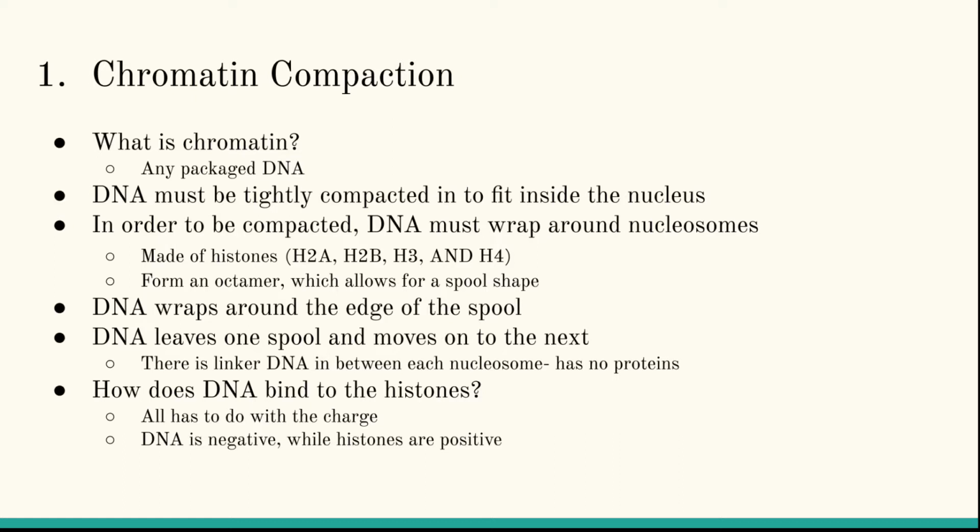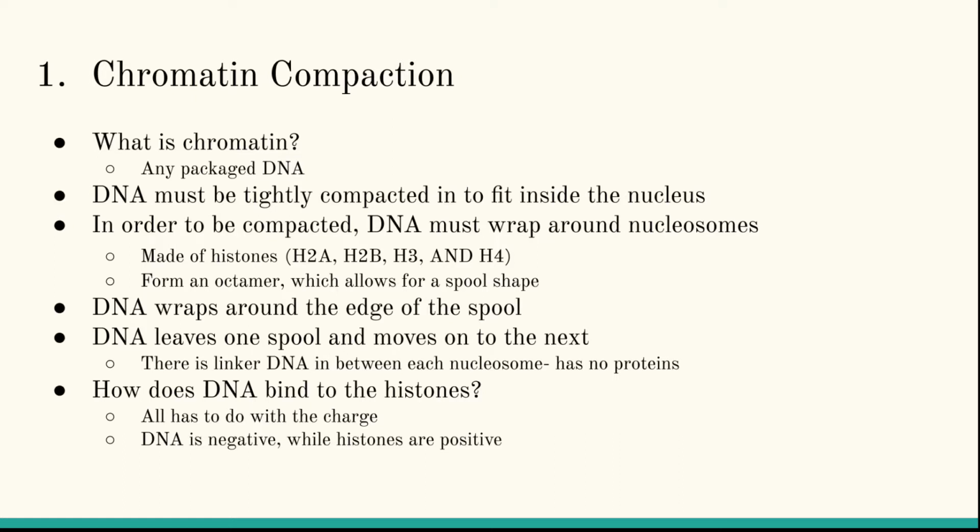In order for this to happen, DNA has to wrap around nucleosomes. Nucleosomes are comprised of histones, specifically H2A, H2B, H3, and H4. 2 copies of each histone come together to form an octamer. This allows for a spool shape. 147 base pairs of DNA then wrap around the edge of the spool. Once the DNA leaves one spool, it moves on to the next. In between, there is linker DNA, and this contains no proteins.